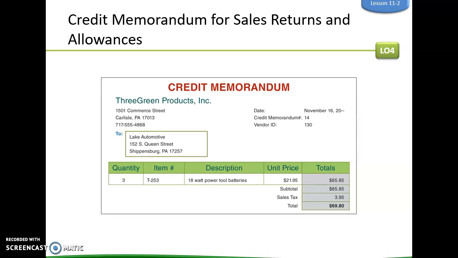So this is showing here the credit memorandum number is 14, and it's showing that 3 of the 18-watt power tool batteries at $21.95 each are given credit. And we have to include the sales tax because when they bought it, they paid the sales tax for that.